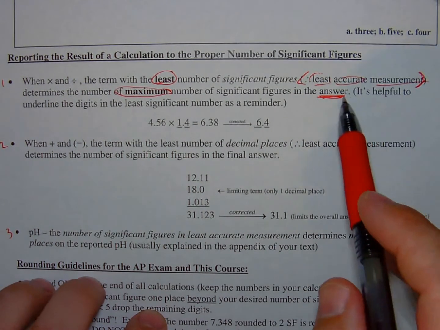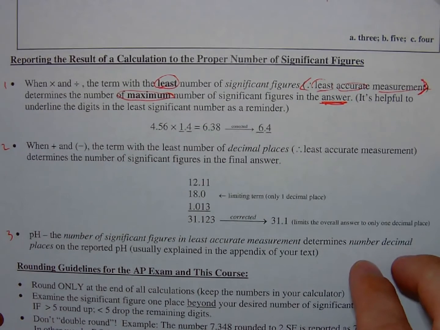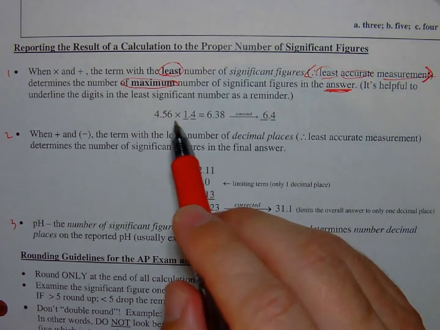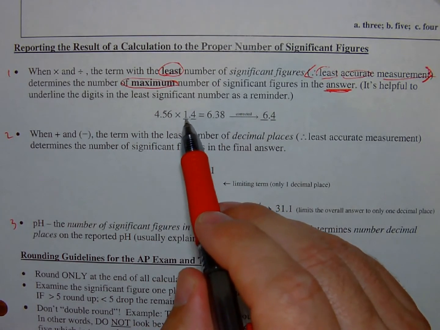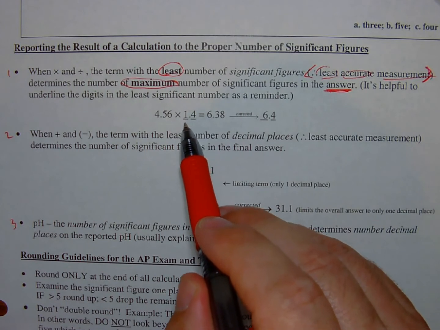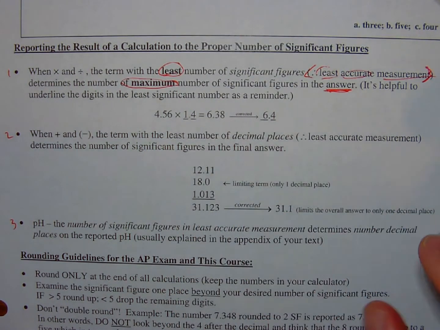Now, to be perfectly honest, it's helpful to underline the digits in the least significant number as a reminder. You guys know from my first year chemistry course that I'm a real big fan of actually writing things down, physically getting yourself involved, because it just makes your brain work a little bit more. So when I look at these two terms that I'm multiplying, I see that the 1.4 has the fewest number of significant figures. It is the least accurate measurement. And so this number right here, the 1.4, is going to limit the number of significant figures that I can use.